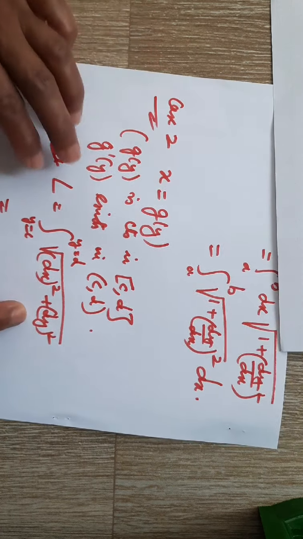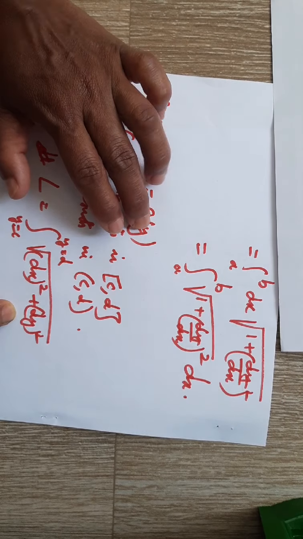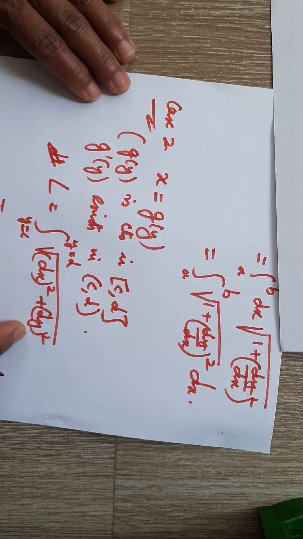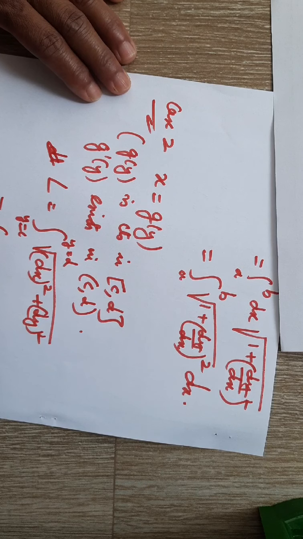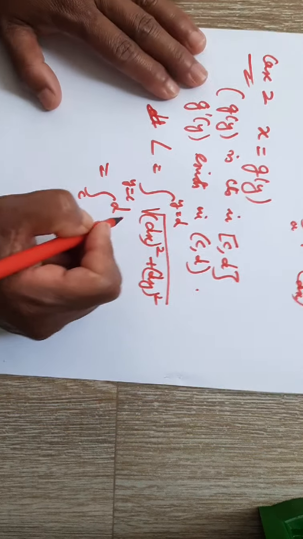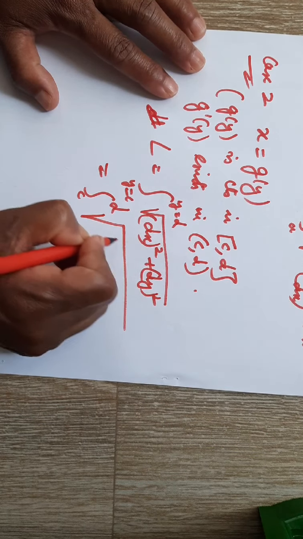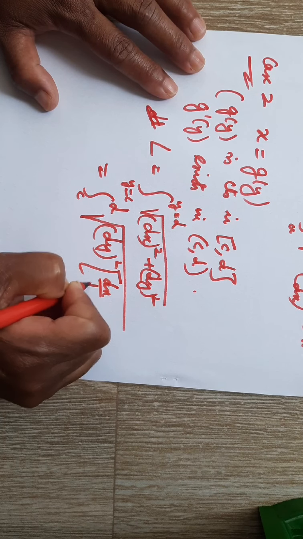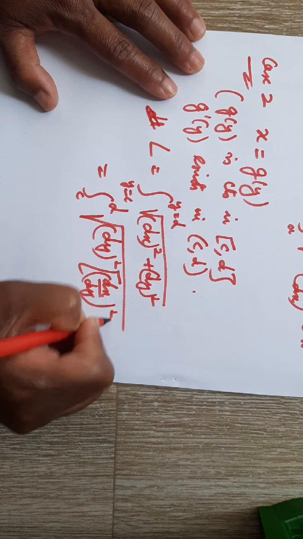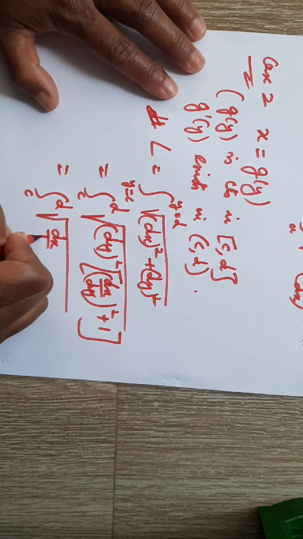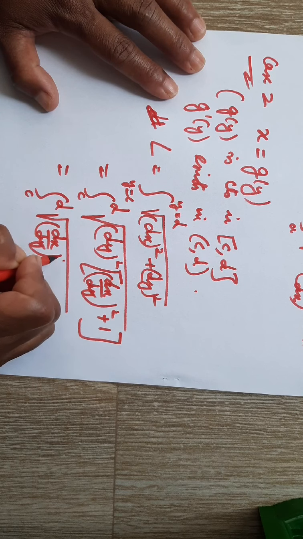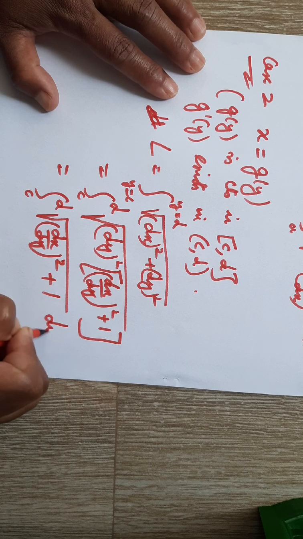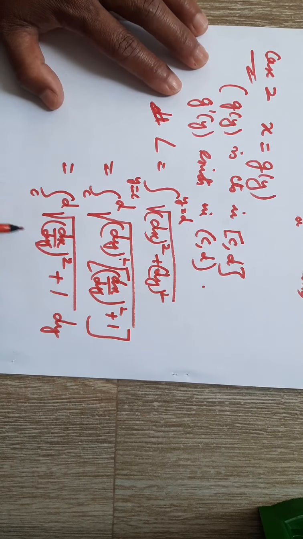Again, now in this case, for x is equal to g of y, you have to take out dy as a common factor. So it will be integral c to d square root of dy the whole square into dx dy the whole square plus 1, which is equal to integral c to d square root of dx dy the whole square plus 1 dy, because square root of dy the whole square will be dy.